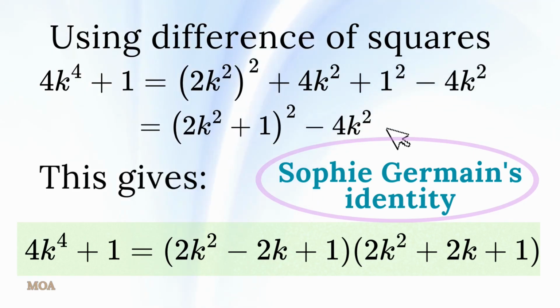By adding and subtracting 4k squared in the denominator, we obtain the quantity (2k squared plus 1) squared minus 4k squared. Then, using the difference of squares, we get 4k to the 4th power plus 1 equals the product of the quantity (2k squared minus 2k plus 1) times the quantity (2k squared plus 2k plus 1). This is known as Sophie Germain's identity.